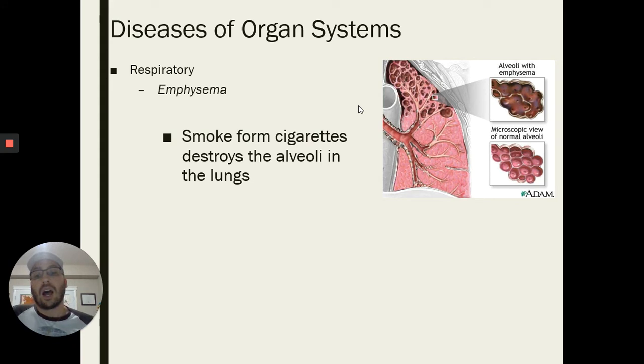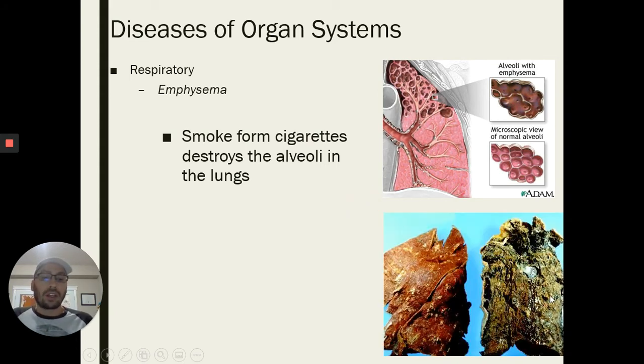Emphysema is, well, an example or a cause is smoking. So smoke from cigarettes destroys the alveoli in the lungs. So take a look at this picture right here. Down at the bottom where my arrow is, we've got a nice, healthy, normal alveoli. Okay, right here we have an alveoli that's been attacked with emphysema. Look how gummed up it is and whatnot. There's not going to be that much gas exchange occurring in that alveoli.